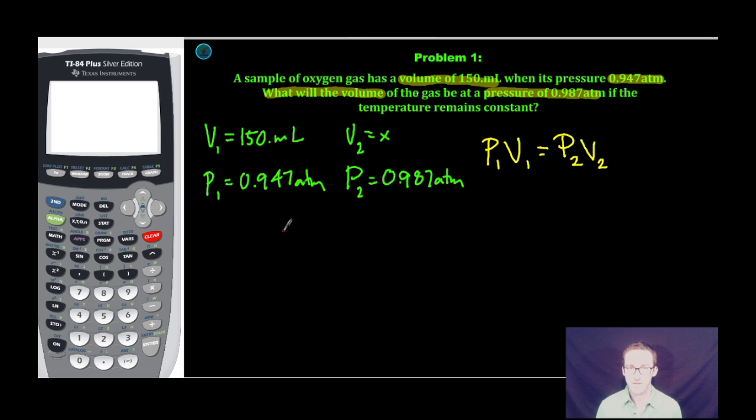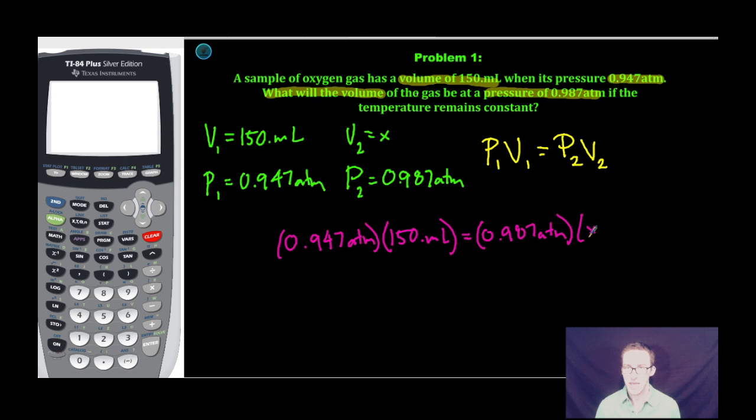My initial pressure value was 0.947 atmospheres. My initial volume was 150 milliliters. I set that equal to my final pressure of 0.987 atmospheres. And I multiply that by my final volume, which is unknown at this time, so I'll use the variable x.